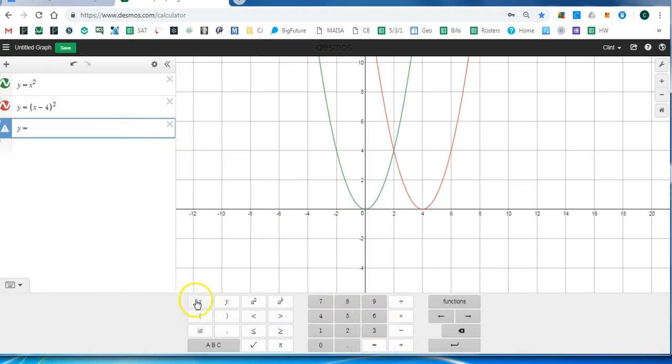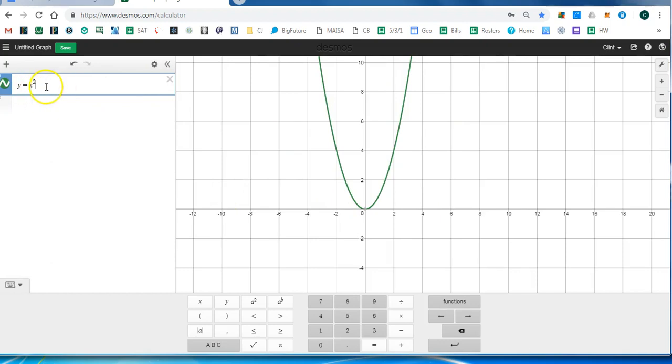Y equals, I've got to put some parentheses here, x plus 4, parentheses squared. And boom, you'll notice it moved to the left. So plus in parentheses moves it left, minus in parentheses moves it right. And if you don't do anything to it, it stays centered, with the vertex at 0, 0. So that might help you out with transformations.